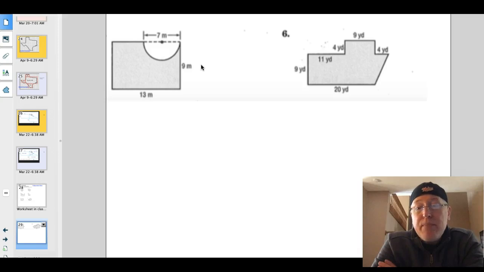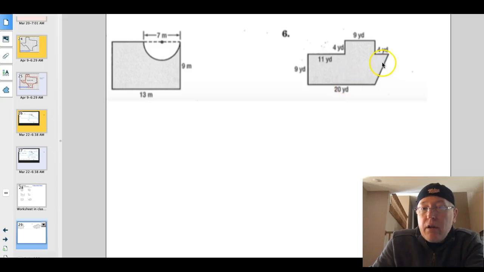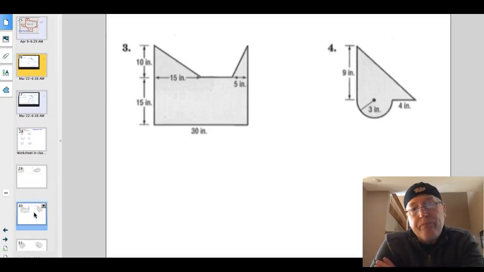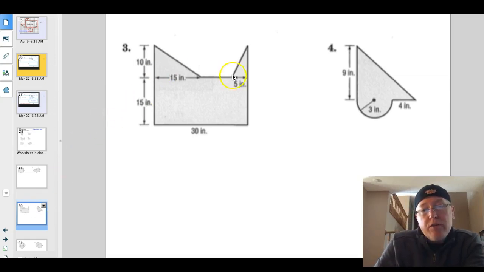Little Timmy's boat. Looks like a couple of rectangles here. Here's a rectangle here. Here's a rectangle here. Here, this could be another rectangle. It looks like it could be a square, and then there would be a triangle. All right, let's take a look at the next two. There we go. Looks like a couple of triangles here and here. This one looks like a triangle and a half of a circle.